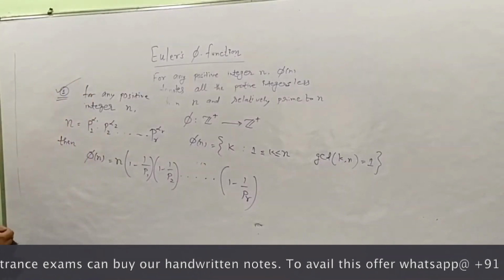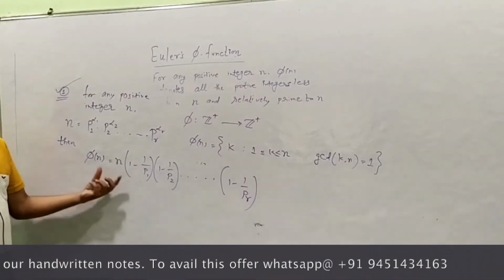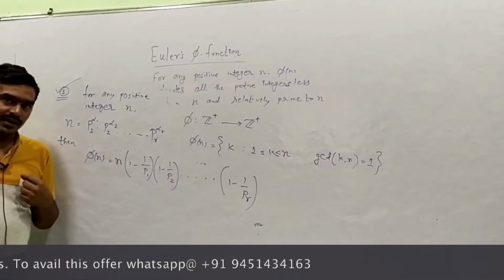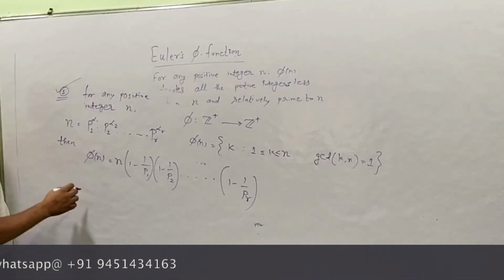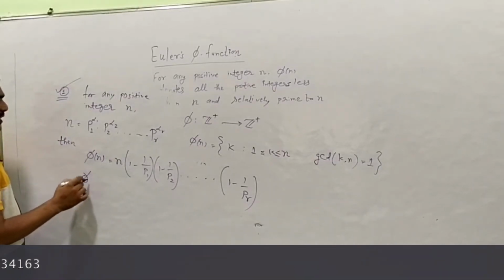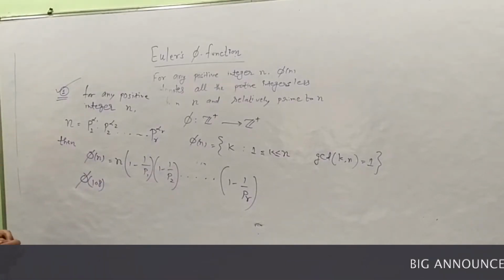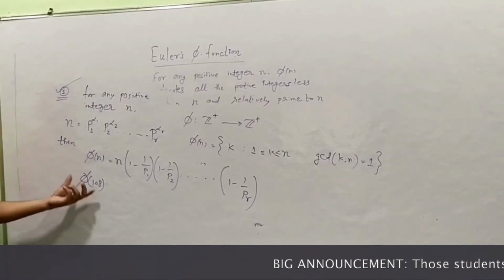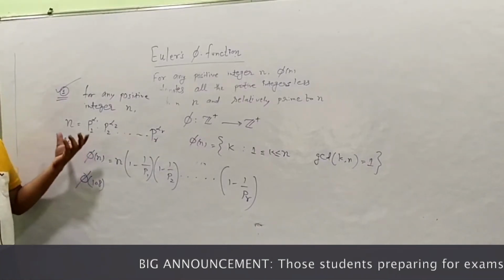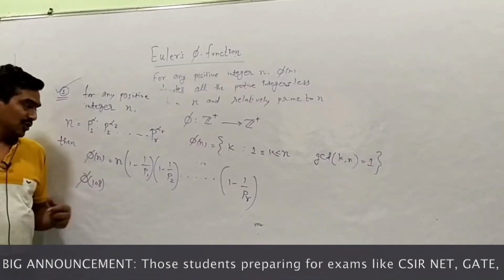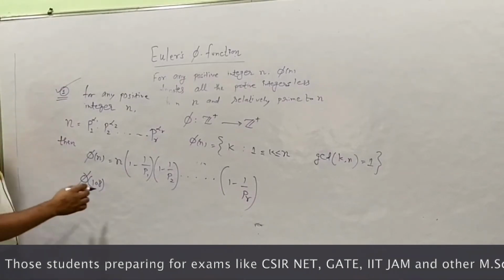Okay, let us take an example. Suppose we have to find phi 108 and calculate the value of phi 108 by using this formula. Then what we have to do?